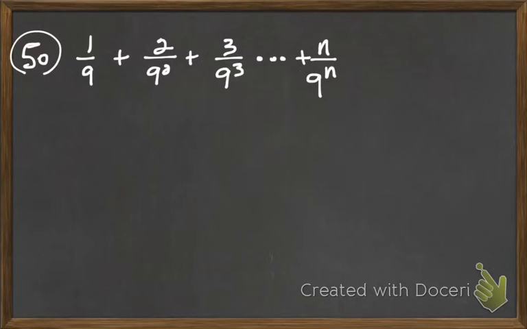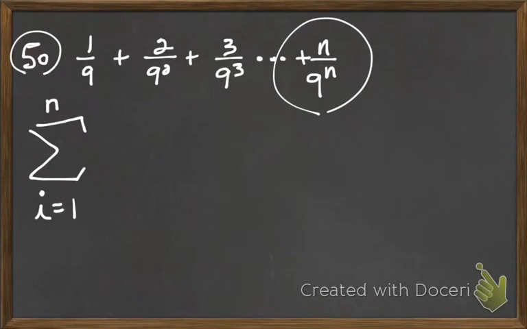Alright, number 50. 1 over 9, 2 over 9 squared, 3 over 9 cubed, ... plus n over 9 to the n. Again, we know our index is I. We know our bottom limit is 1. Upper limit is n. Did y'all get that? Just by looking at the last term. So the last thing that you're going to plug in is n. And maybe you can use that last term to figure out what your expression is going to be.